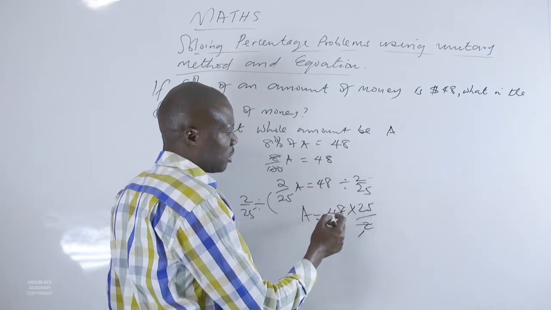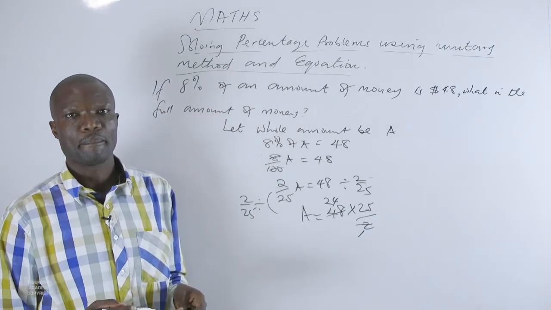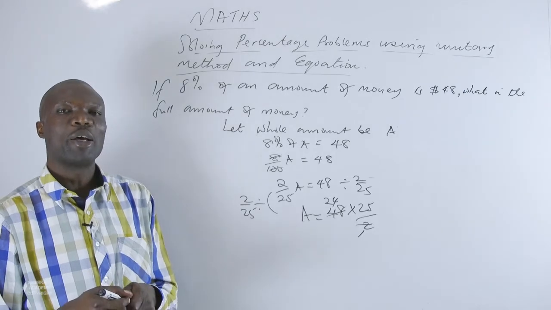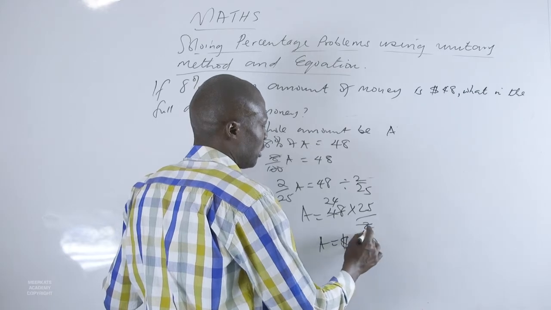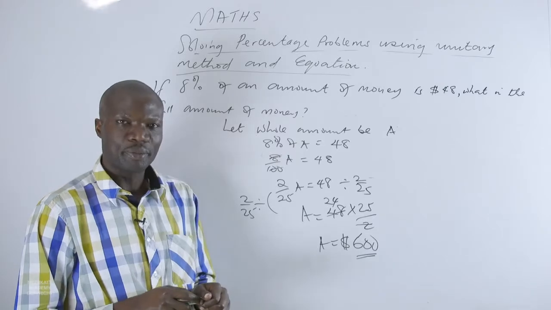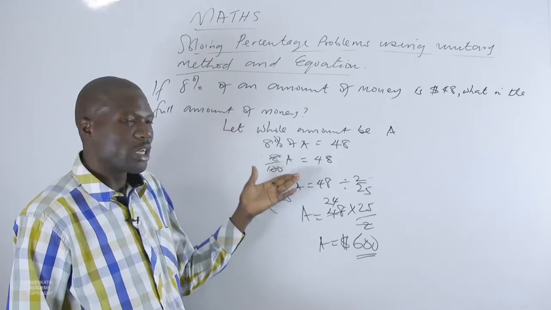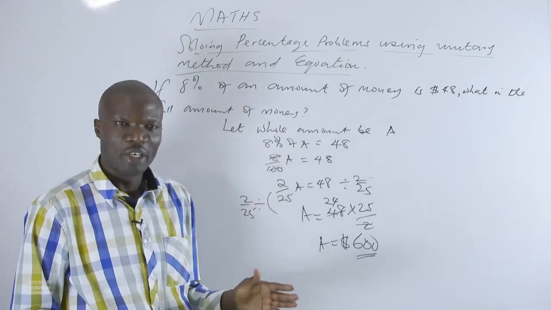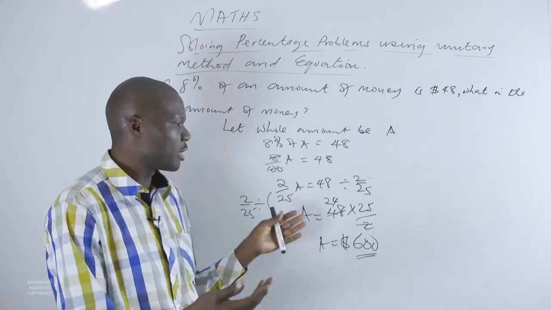2 into 48 will give us 24. When you take 24 multiplied by 25, you find A is equal to $600. This is the second alternative method we can apply. Simply we create an equation and we solve. The other one was the unitary method. We've seen it, and this one is where we are creating an equation and we solve it systematically.